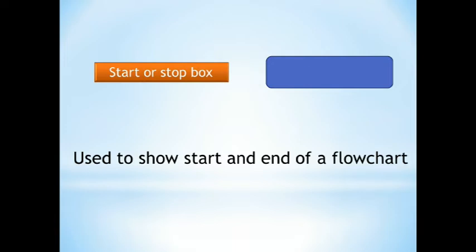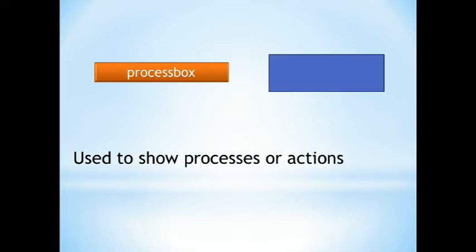While drawing a flowchart, at the starting point and at the end point, we have to draw this box. The start box represents the starting of the flowchart and the stop box represents the ending of the flowchart. Second is the process box, and this is used to show processes or actions. If you want to do any process, we write all the process inside this rectangle.